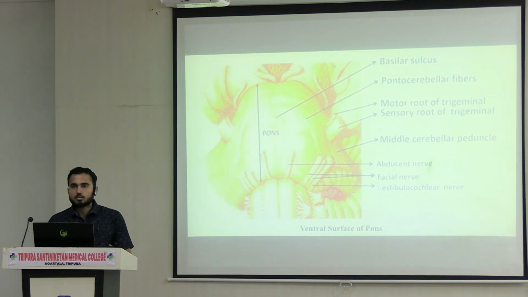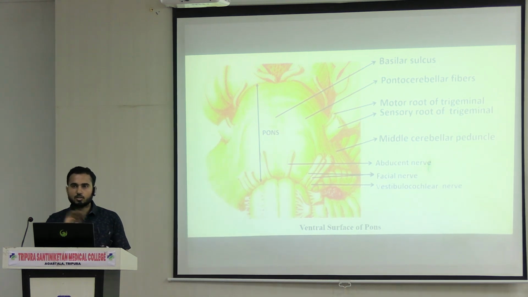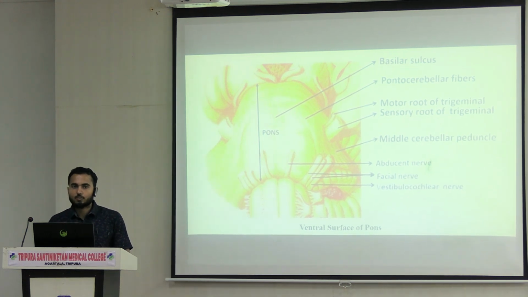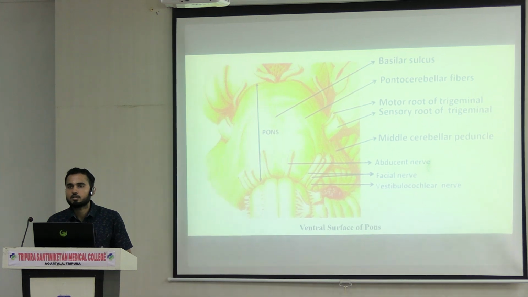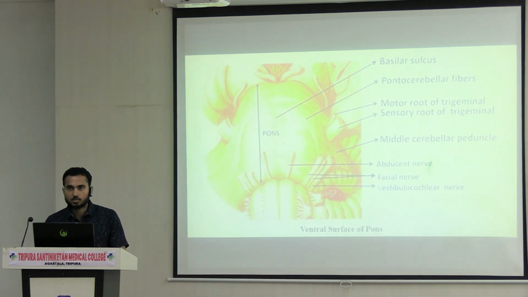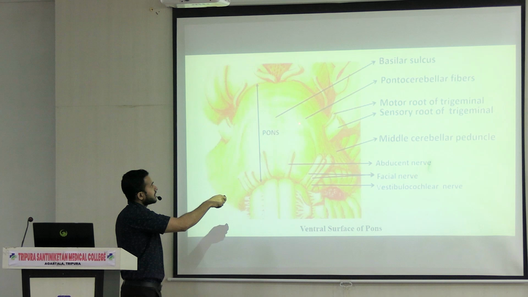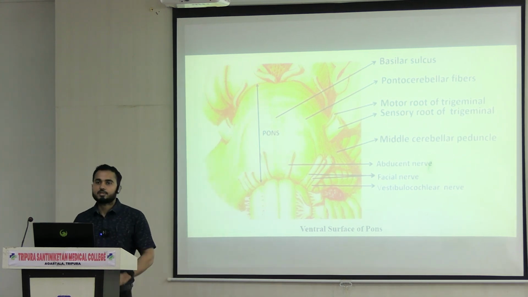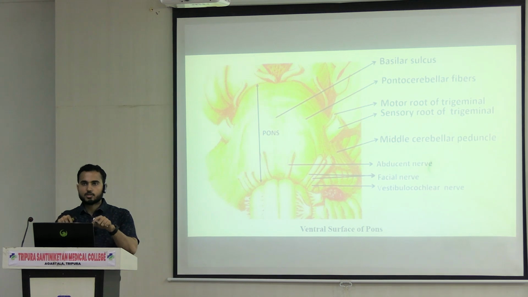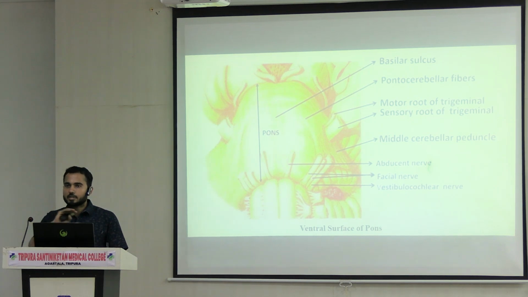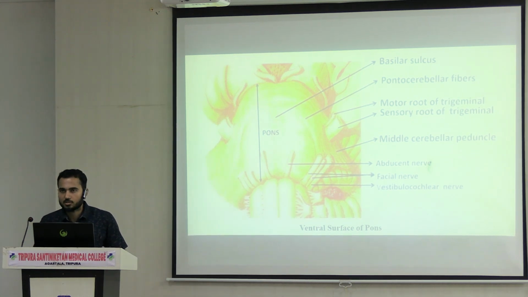Next, we have to see the features. First of all, on the anterior aspect, it is convex. Next, it is transversely striated, so transverse striations are there. Why are those transverse striations there? Because of pontocerebellar fibers. Here you can see the striations. These striations are because of the pontocerebellar fibers, that means the fibers from the pontine nuclei going to the cerebellum. The number of fibers is more, that's why you can see the striations on the surface.